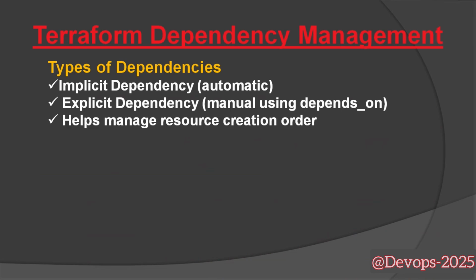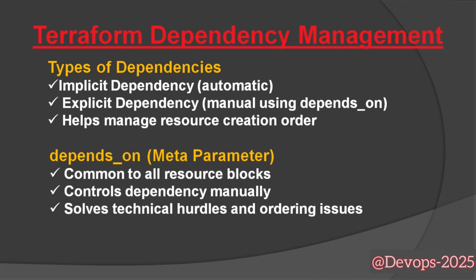Okay, let's say we have an S3 bucket and an EC2 server. Normally Terraform does not know there is any relationship between them. However, let's say I want my EC2 server to use that S3 bucket to store something. That is where we define an explicit dependency.